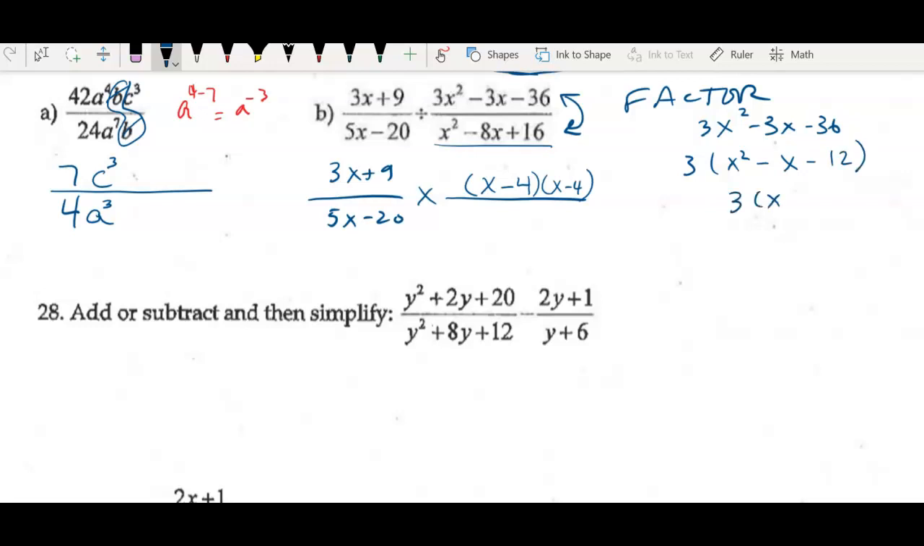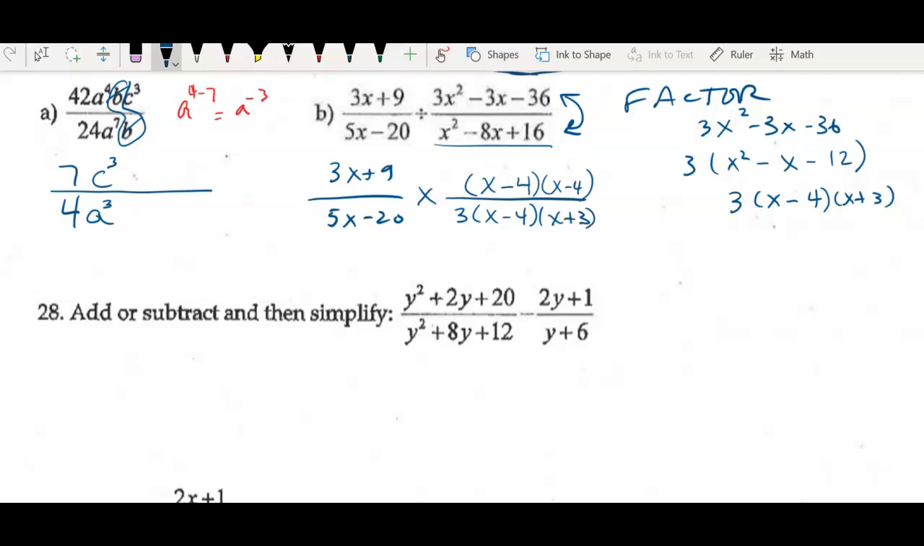So it looks like it's going to be minus 4 and plus 3, because that's going to give me the negative 1 and multiply together to give me negative 12. So that goes down here, 3x minus 4. So I flipped it, but I factored as I flipped it.